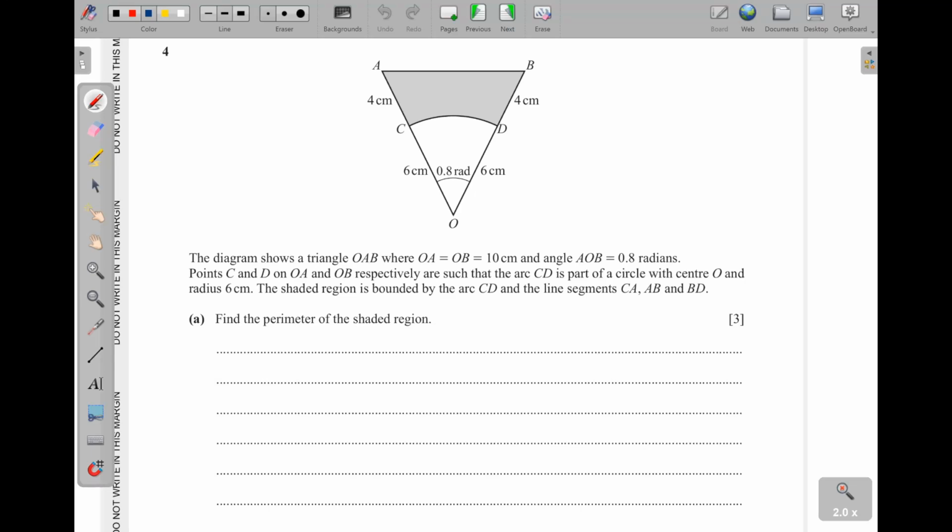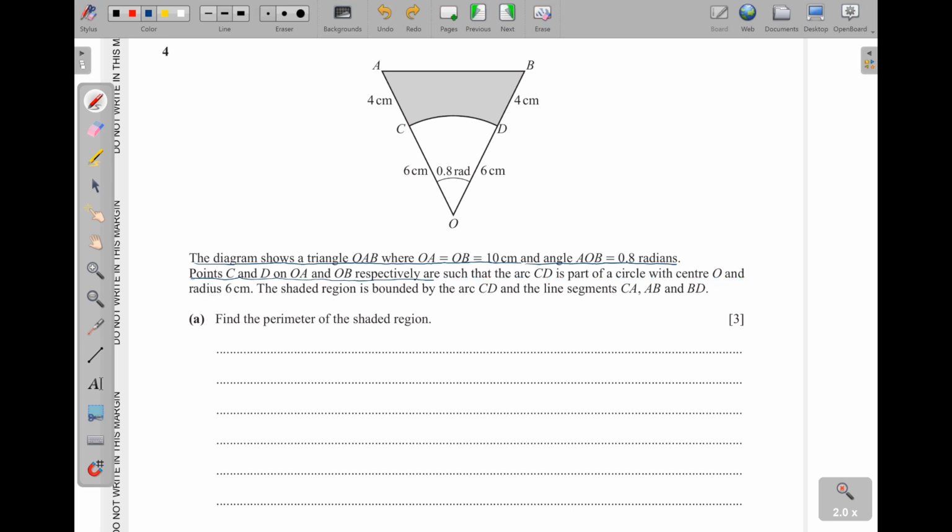Question 4 is coming from circular measure. The diagram shows a triangle OAB where OA is equal to OB is equal to 10 centimeters and angle AOB is 0.8 radians. Points C and D on OA and OB respectively are such that the arc CD is part of the circle with the center O and radius 6 centimeters. The shaded region is bounded by the arc CD and the line segments CA, AB, and BD. Part A, find the perimeter of the shaded region.